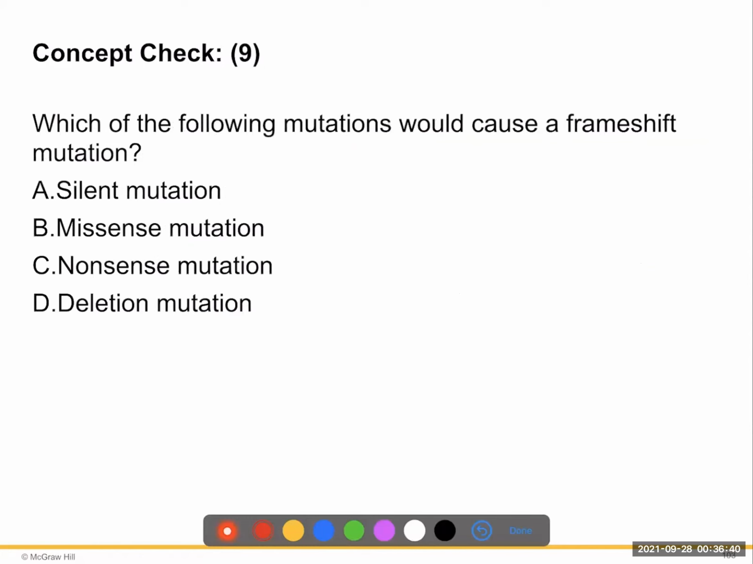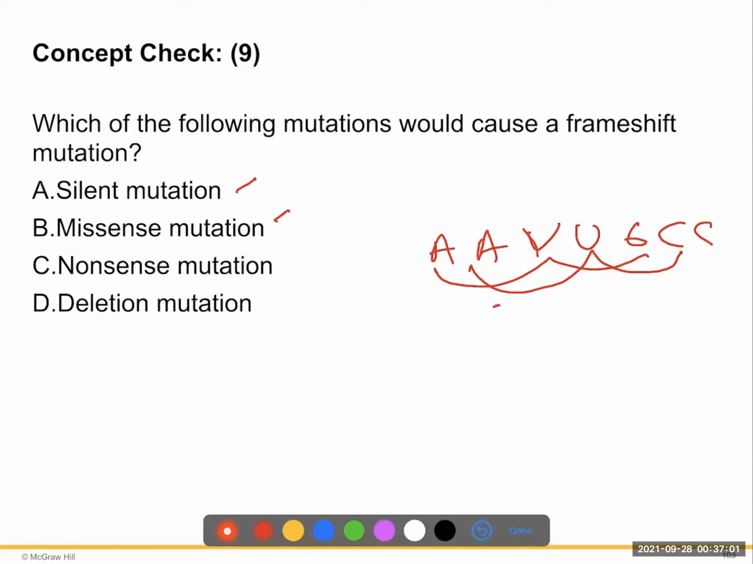Which of the following mutations would cause a frameshift mutation? In other words, reading it, it would shift over. It's read that, it would shift. So it reads that one and that one. Which mutation would cause a frameshift? A silent mutation, a missense mutation, a nonsense mutation, or a deletion mutation? One of those would shift one letter over. Which one would it be?